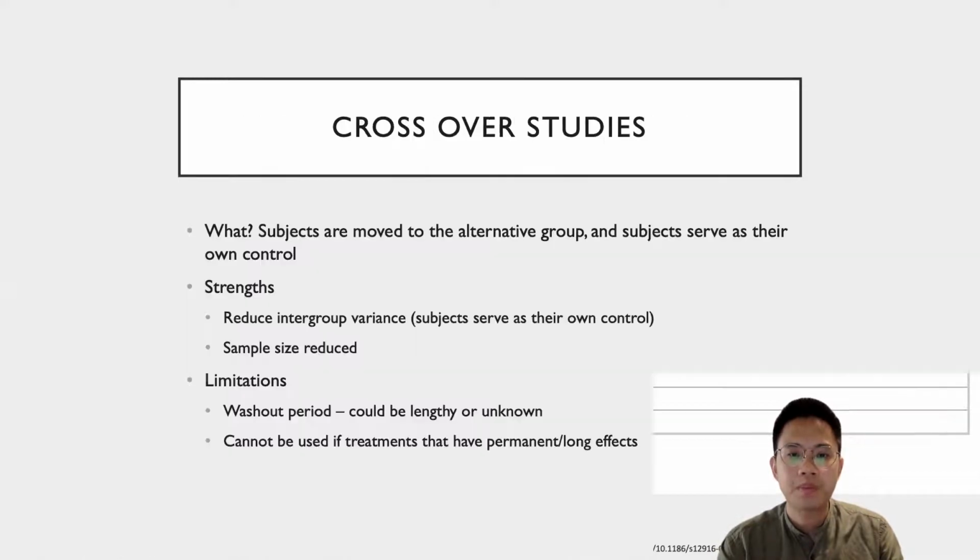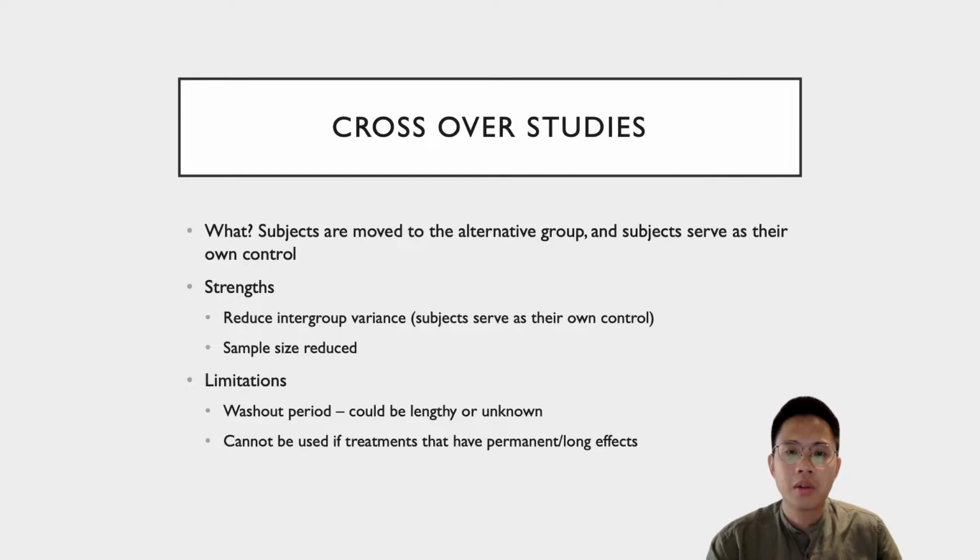And finally, just a quick word on crossover studies. Crossover studies involve subjects being moved between intervention and control groups, so essentially the subject may serve as his or her own control. The strengths are that there is a reduction of the intergroup variance because subjects serve as their own control. You can also have a reduction of the sample size, because essentially the intervention doubles up as the control.